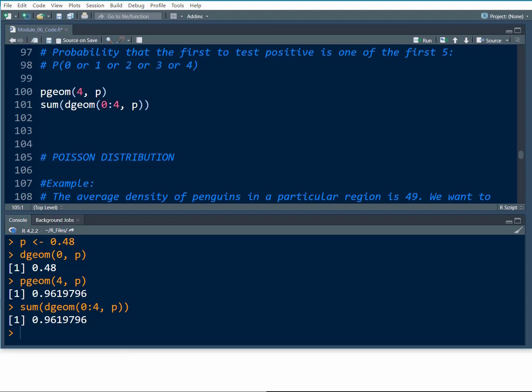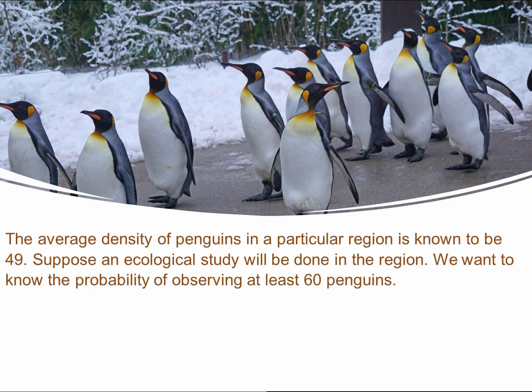Let's consider another type of random variable. We begin with an example. The average density of penguins in a particular region is known to be 49. Suppose an ecological study will be done in the region. We want to know the probability of observing at least 60 penguins.